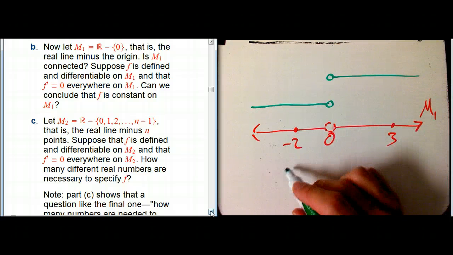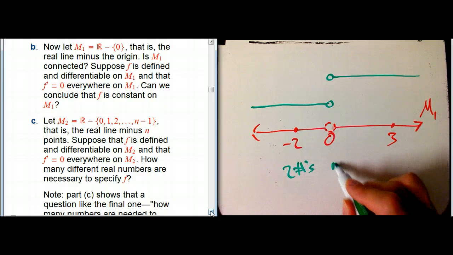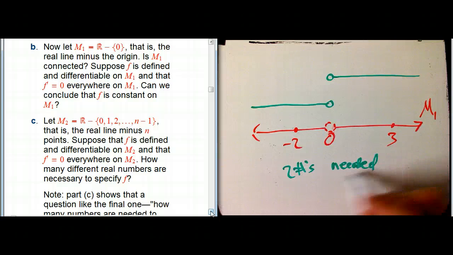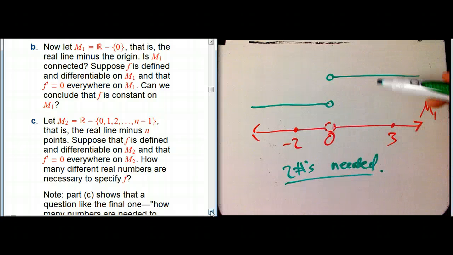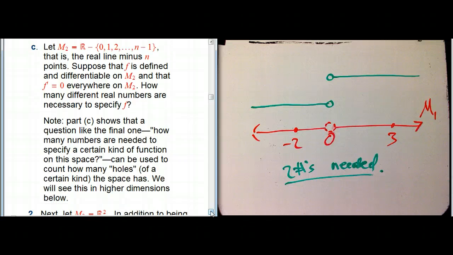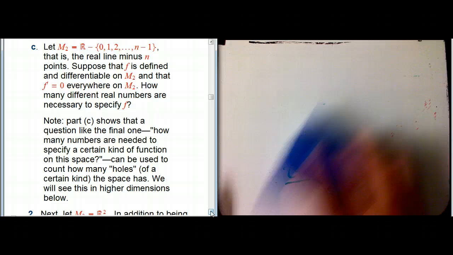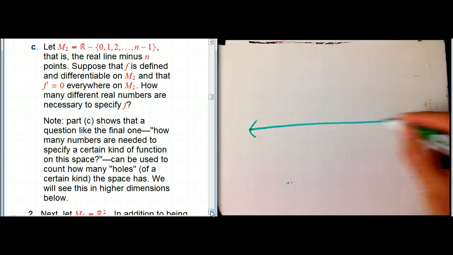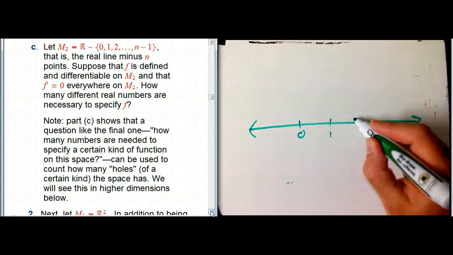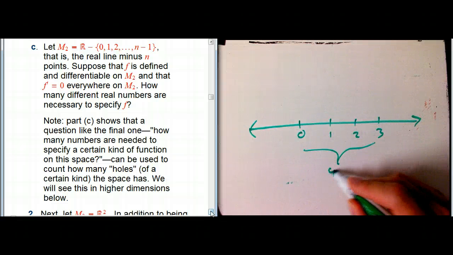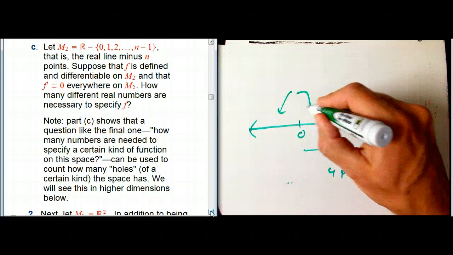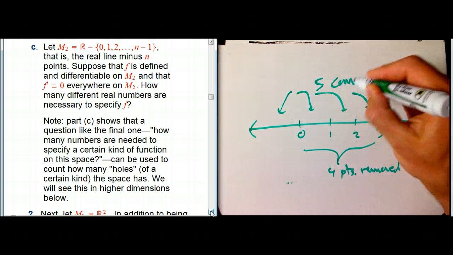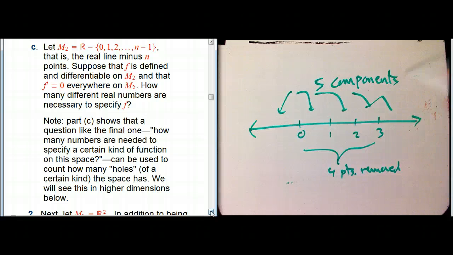Okay. How many numbers do I need to specify it? Now, 2 numbers are needed. That's interesting. This space had 2 pieces. 2 numbers are needed to specify a vanishing derivative function on this new space. Now, what if you have M2, the real line minus endpoints? And just to be specific, I took out, let's go back to green. What the heck? Let's take out 0, 1, 2, let's say 3. So 4 points removed. And how many pieces are there? 1, 2, 3, 4, 5. And the official term is components to this space.